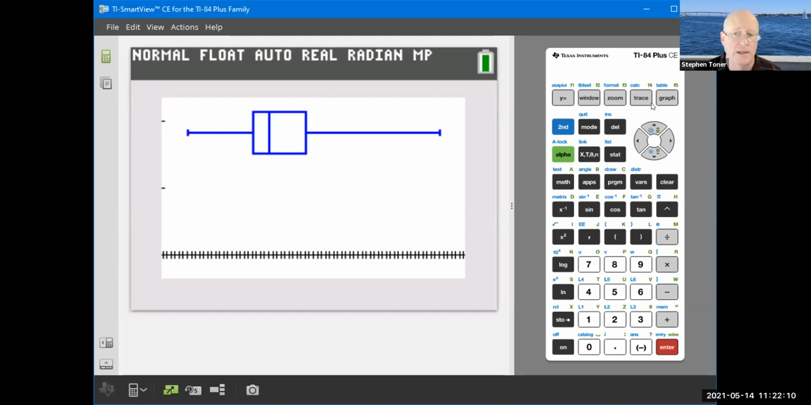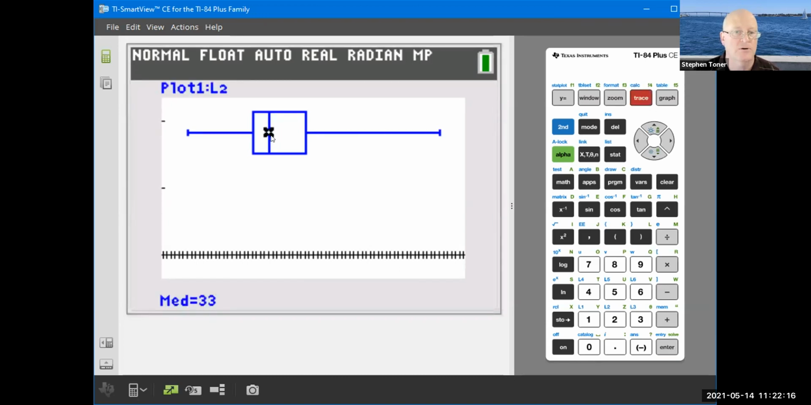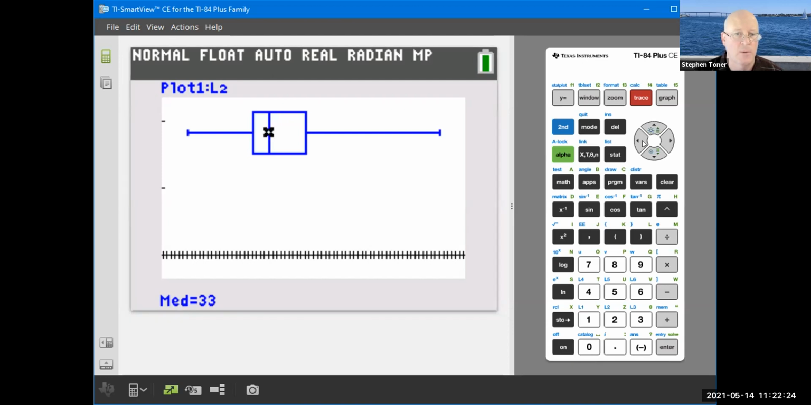If you hit your trace button, the one that I'm just now hitting that turned red, notice it has a blinking cursor now at the median, and at the bottom of the screen it says that the median is 33. And you can hit your left arrow to go back and forth between, and then over to the right to go back and forth between the different values in the 5-number summary. Now that is the standard box plot.